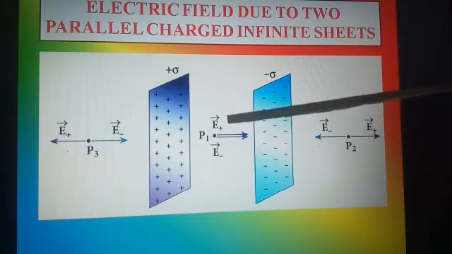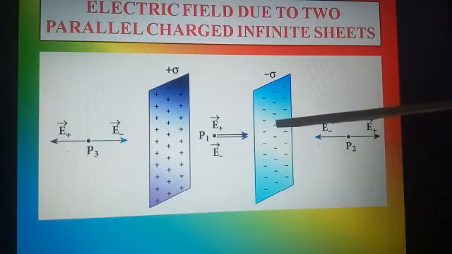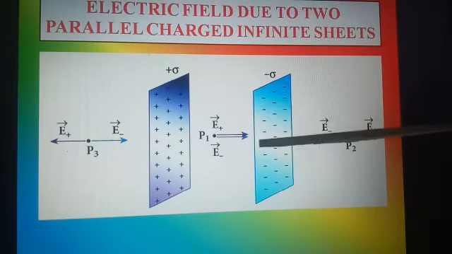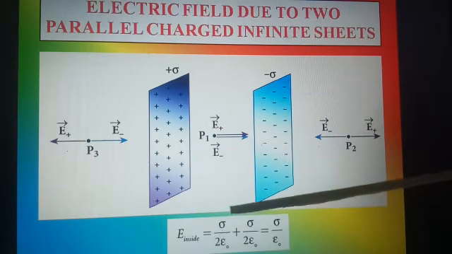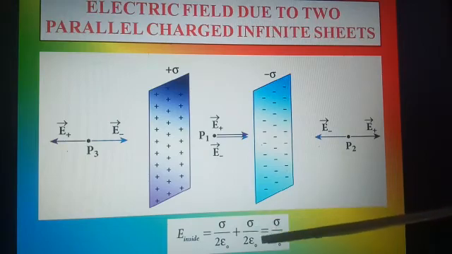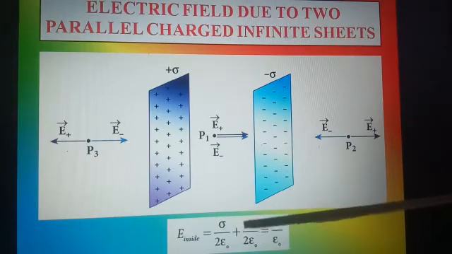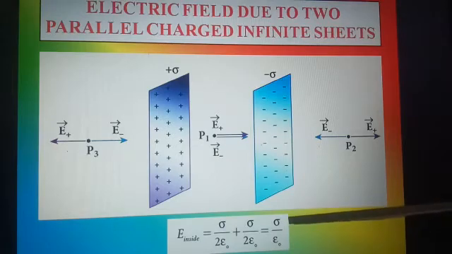But between the plates, the electric fields are in the same direction. So the total electric field at point P1, which is between the plates, is E inside equals sigma by 2 epsilon naught plus sigma by 2 epsilon naught. So 1 by 2 plus 1 by 2 is 1, and we get sigma by epsilon naught. The direction of the electric field inside the plates is from the positively charged plate to the negatively charged plate, and it is uniform everywhere inside the plates.